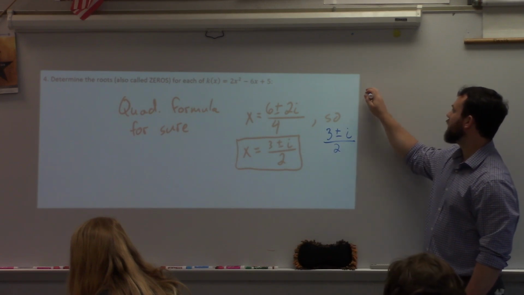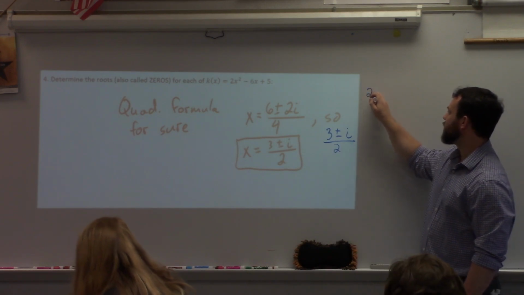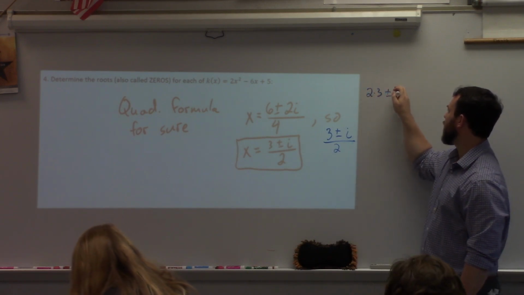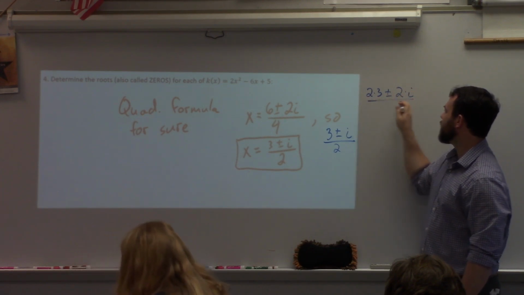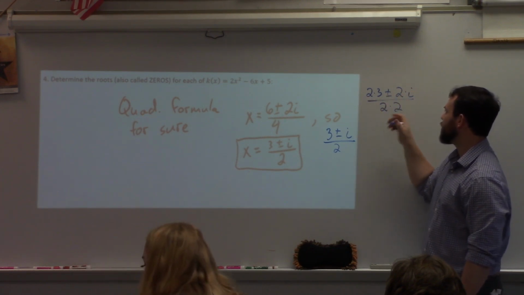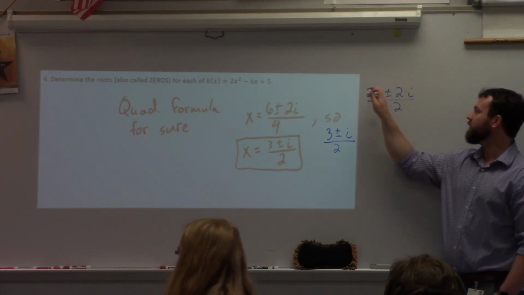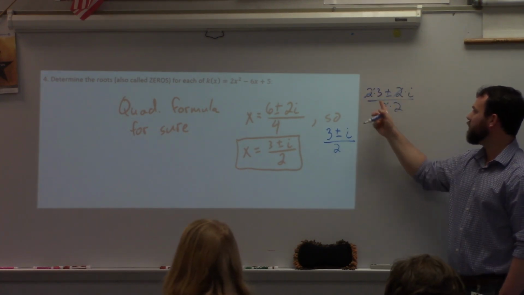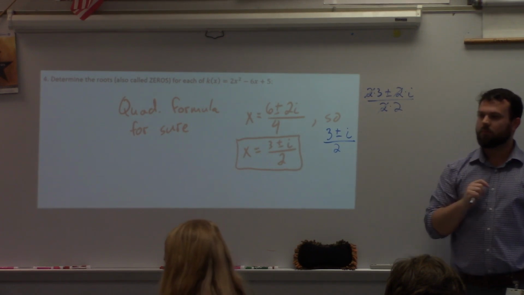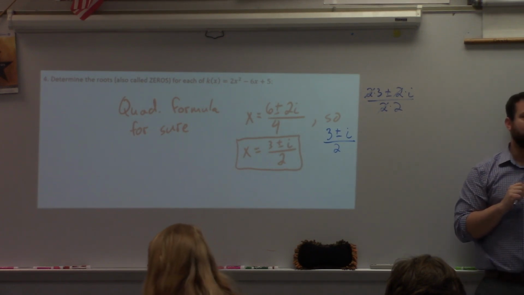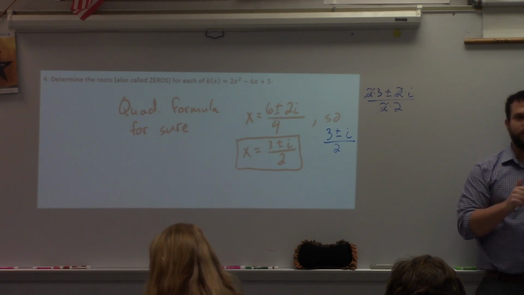What you can think about it as is 6 is 2 times 3 plus or minus 2 times i, divided by 4, which is 2 times 2. See how everything has that factor of 2? And so I'm dividing everything by 2. And that's how I get left with 3 plus or minus i divided by 2. Okay? Do I need to address why I would be using the quadratic formula here?